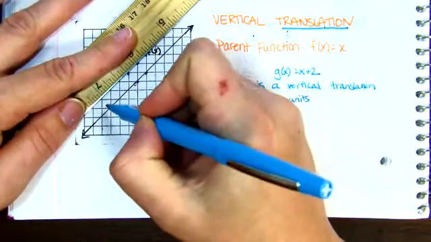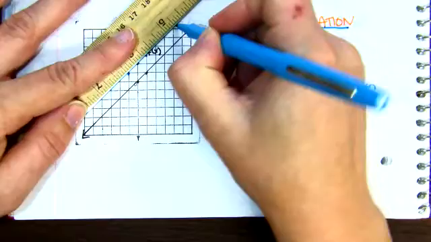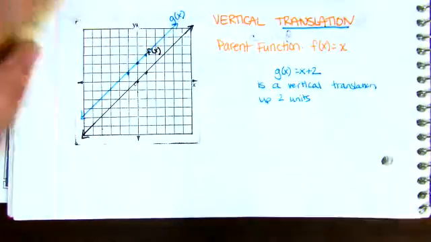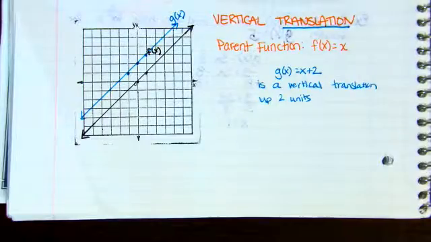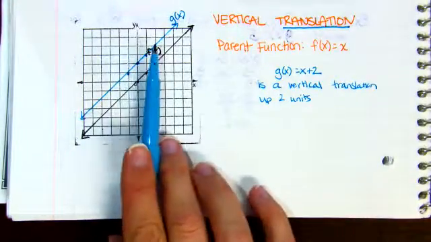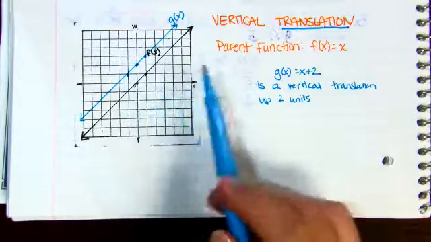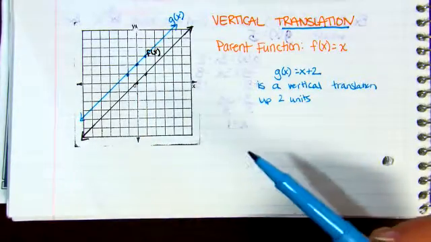And let's make sure those are kind of connected. 1, 2, yep. So there's my vertical translation, and we'll call that g of x. So a vertical translation is just moving our graph up or down. You'll notice that these graphs have the same slope, they just have different y-intercepts.